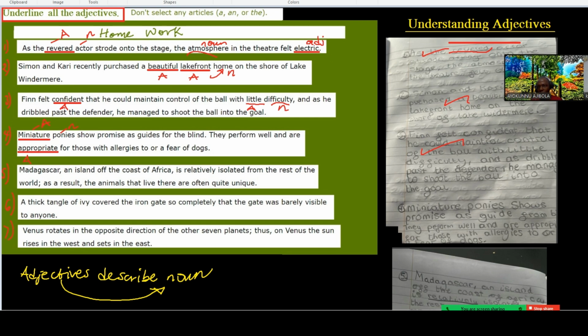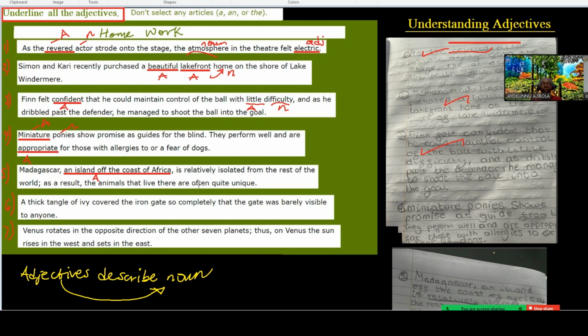So let's look for adjectives. Madagascar, an island off the coast of Africa. All of these form adjectives describing Madagascar, okay? Is that clear? So we can pick all of them as an adjective phrase. Then, relatively isolated from the rest of the world. As a result, animals that live there are often quite unique. So, unique animals, okay.